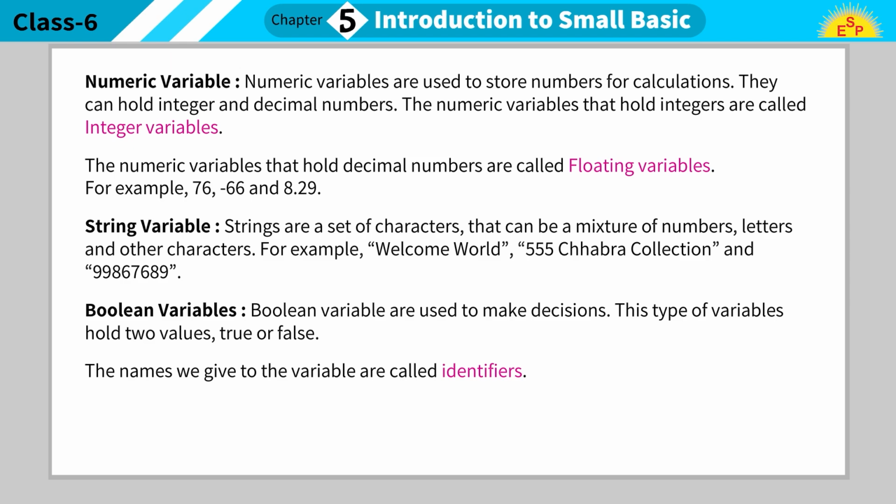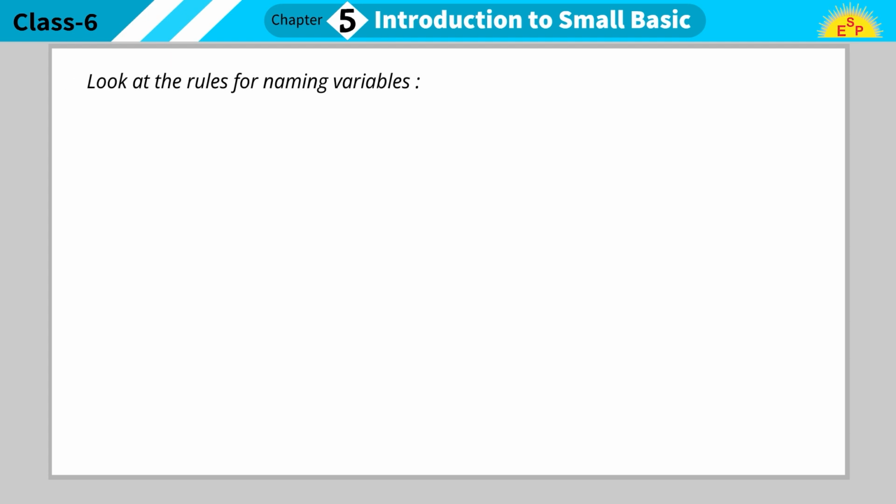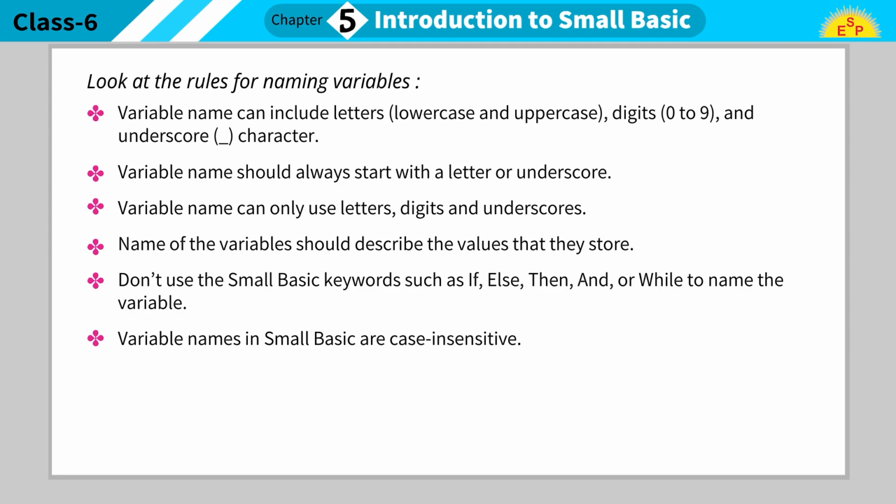The names we give to the variables are called identifiers. Look at the rules for naming variables. Variable name can include letters, lowercase and uppercase, digits 0 to 9, and the underscore character. Variable name should always start with a letter or underscore. Variable name can only use letters, digits and underscores. Names of the variables should describe the values that they store. Don't use the Small Basic keywords such as if, else, then, and, or, while to name the variable.